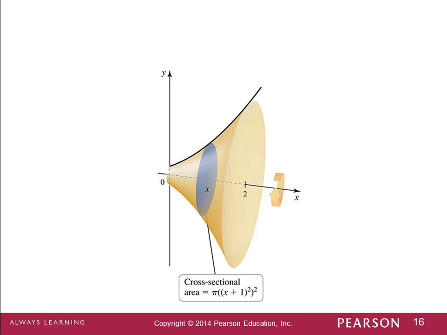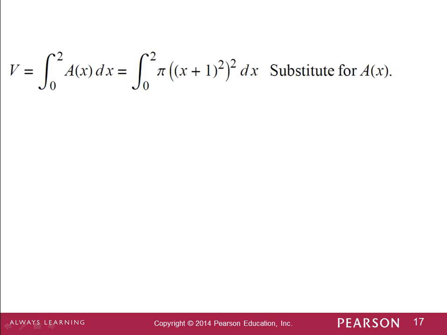Well, let's look at its cross-sectional area. Its cross-sectional area we know is a circle, pi r squared. So it's pi times, well, what's our radius? Our radius is our function, f of x, and we need to square that. So that leads us to pi times the quantity x plus 1 squared. We integrate that from 0 to 2, and then we're home free, and we get the actual volume.